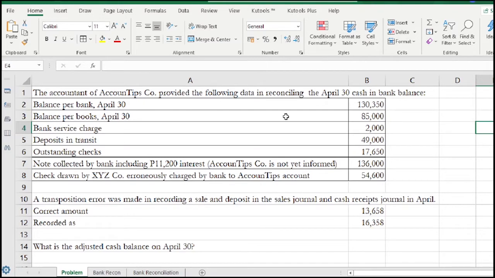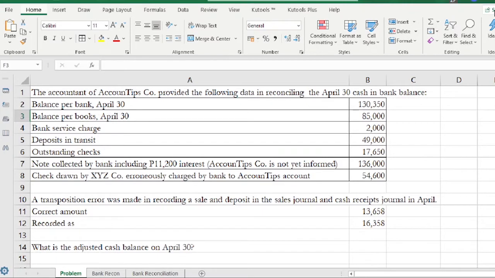Down here, there is an additional information. A transposition error was made in recording a sale and deposit in the sales journal and cash receipts journal in April. The correct amount was supposed to be 13,658, but the recorded was 16,358. The main question of our problem is, what is the adjusted cash balance on April 30?